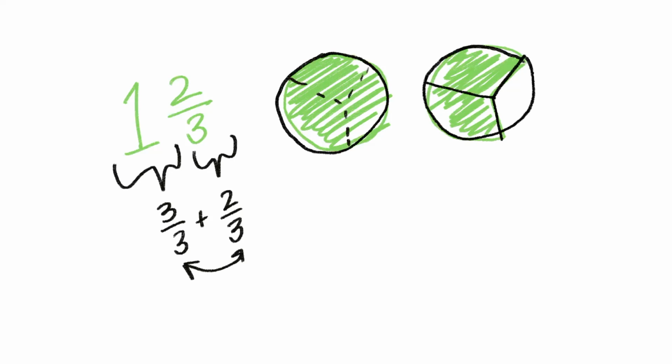Already, 3/3 and 2/3 sounds different from what we started with, right? Now we can just add these two numbers together like how we normally would with fractions with like denominators, and we get 5/3. Congrats! You successfully converted a mixed number to an improper fraction.